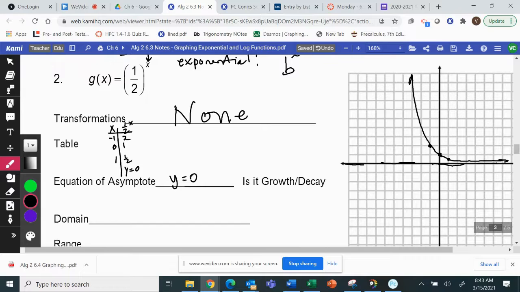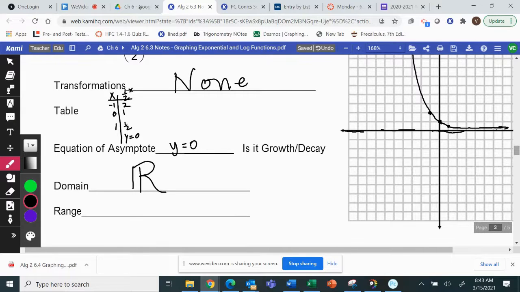So what is the domain? What's left to right? Ashlyn, what's the domain? Yep, all real numbers. And then the range is up and down. Amar, what's the range? y is greater than 0. Good.